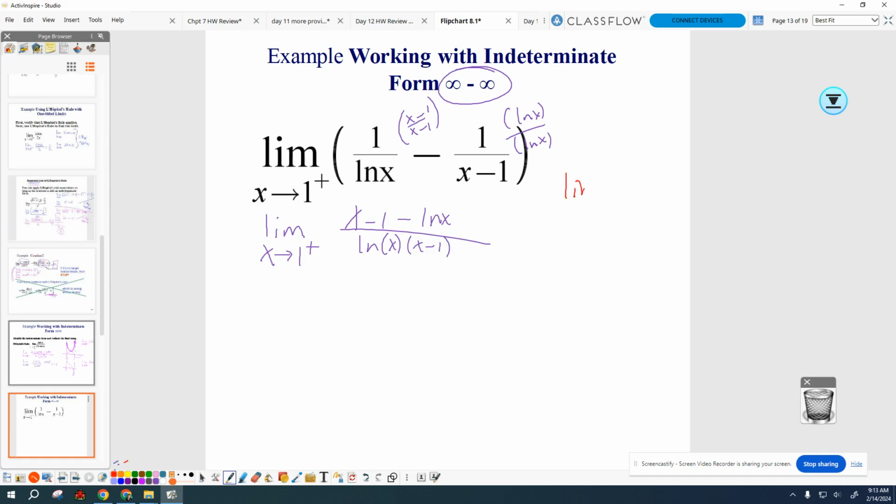Taking the numerator and testing. And as x approaches 1 from the right of x minus 1 minus natural log of x, 1 minus 1 minus natural log of 1. You need to know that natural log of 1 is 0. So 1 minus 1 is 0, minus another 0 is 0. Denominator, checking 1 from the right. Sorry, I think I said left earlier. This becomes natural log of 1 times 1 minus 1. That is also 0, so L'Hopital's applies.